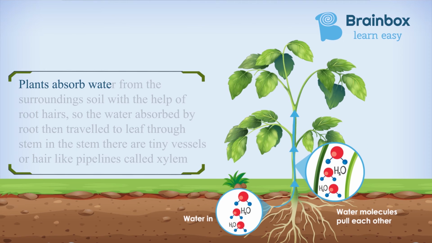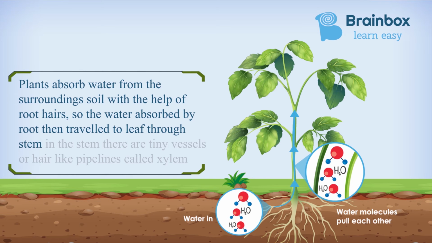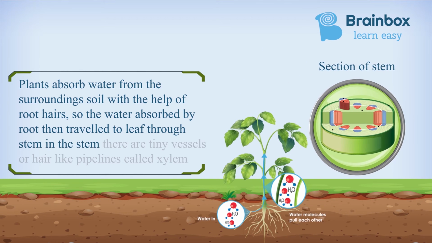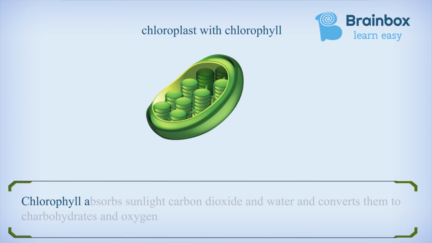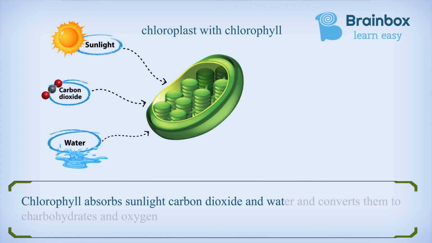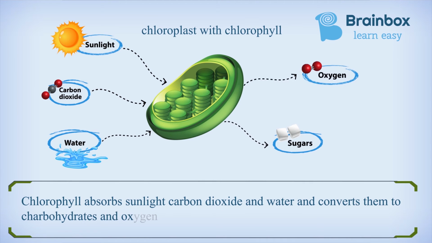The plant absorbs water from the surrounding soil with the help of root hairs. The water absorbed by the roots then travels to the leaf through the stem. The stem has tiny vessels, or hair-like pipelines, called xylem. This xylem carries the water from the soil to the leaf through the stem. The chlorophyll absorbs sunlight, carbon dioxide and water, then converts them to carbohydrates and oxygen.